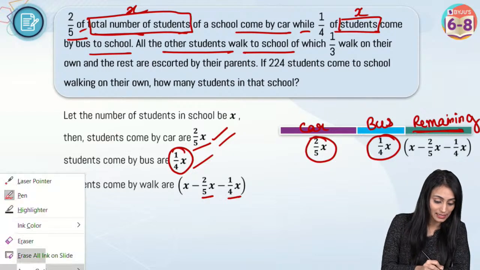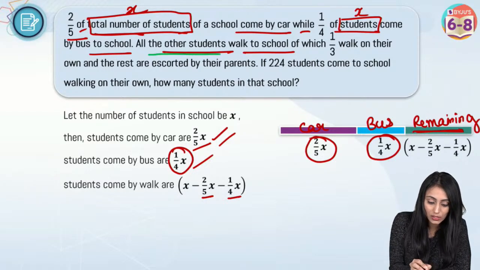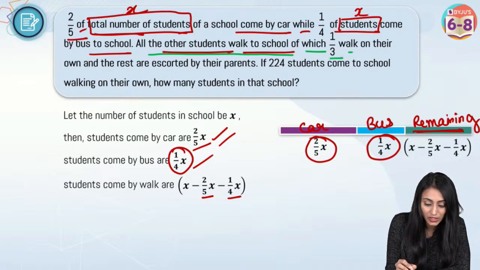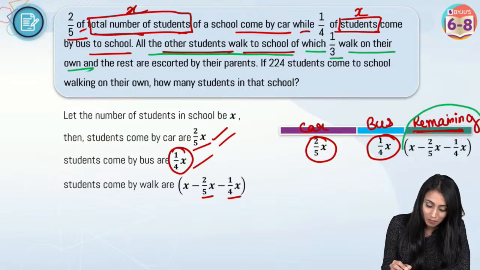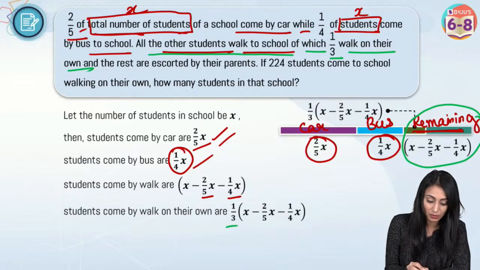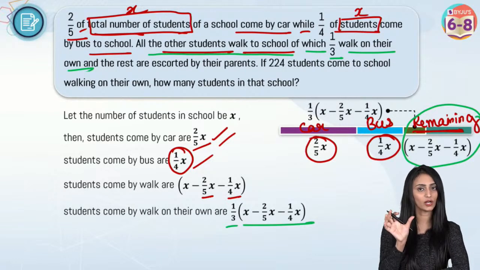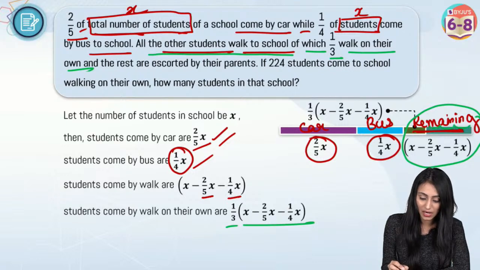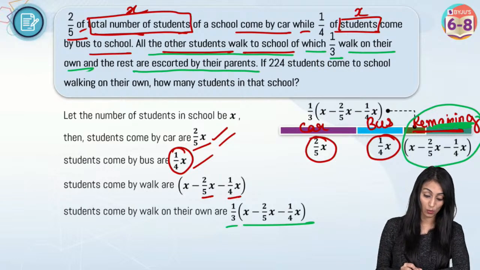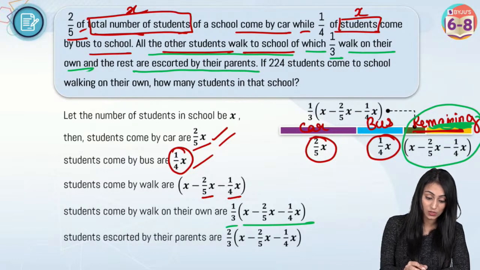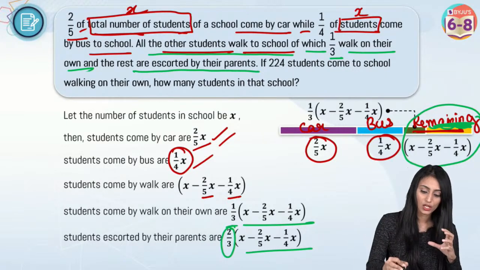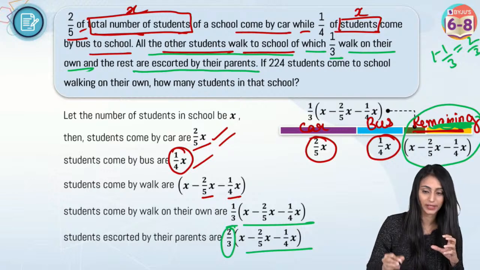Now question. Again, let's get back to the question. Question is saying that all the other students walk to school, of which 1/3 walk on their own. So from these remaining ones, 1/3 of them are coming on their own. Now still some part is left, and the rest are escorted by their parents. So who are escorted by their parents, they would be 2/3 of this. Makes sense because 1/3 are coming on their own. So 1 minus 1/3 would be 2/3.